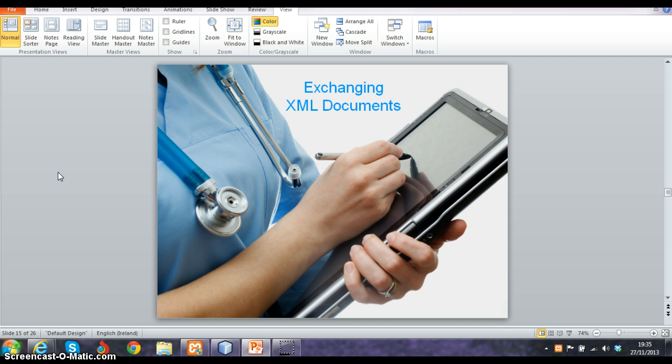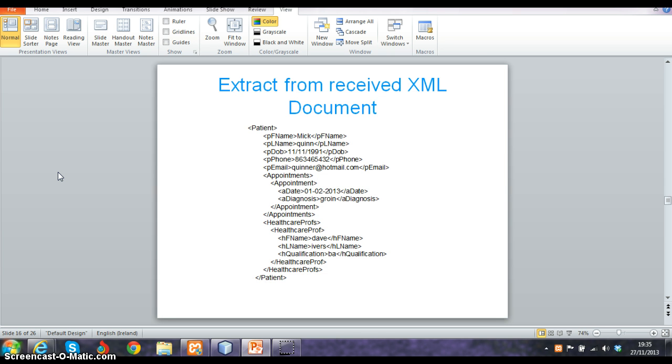So, exchanging the XML documents. This is an extract from an XML document that we received. One of the things I would look at again for an assignment of this kind would be to have the exchange of the XML documents occur quite early on, because this is very good for highlighting the difficulties and the infringement of the DTD rules.